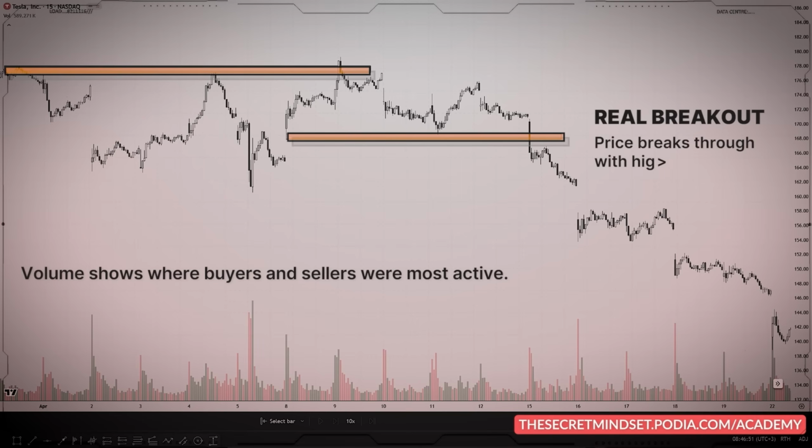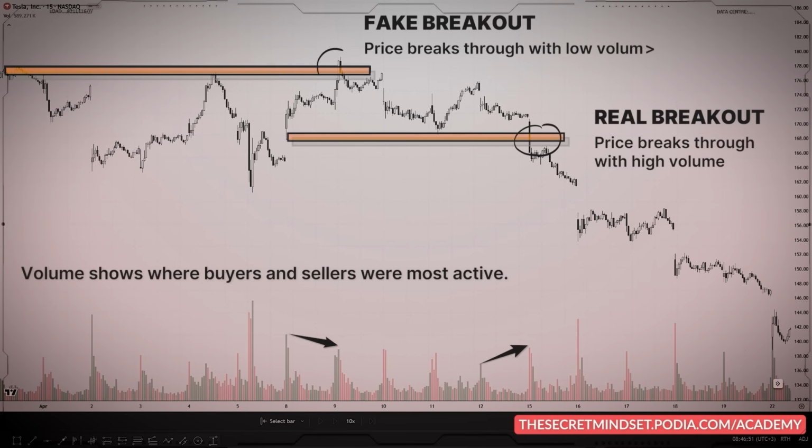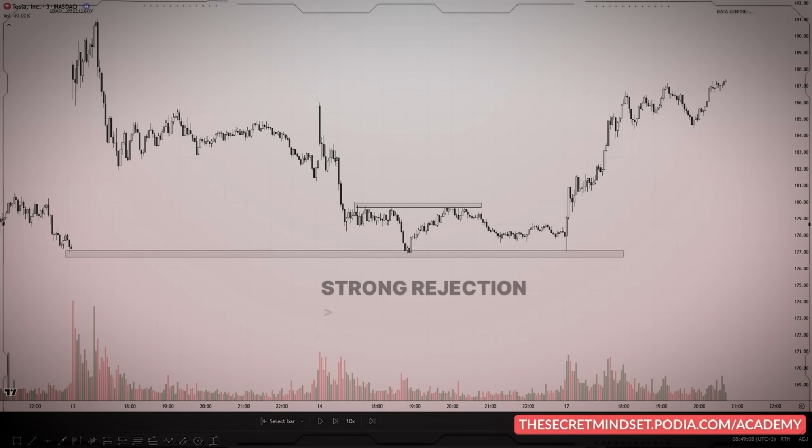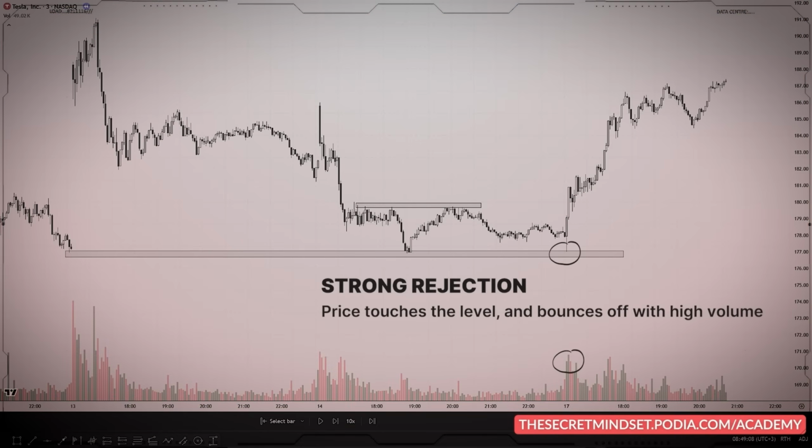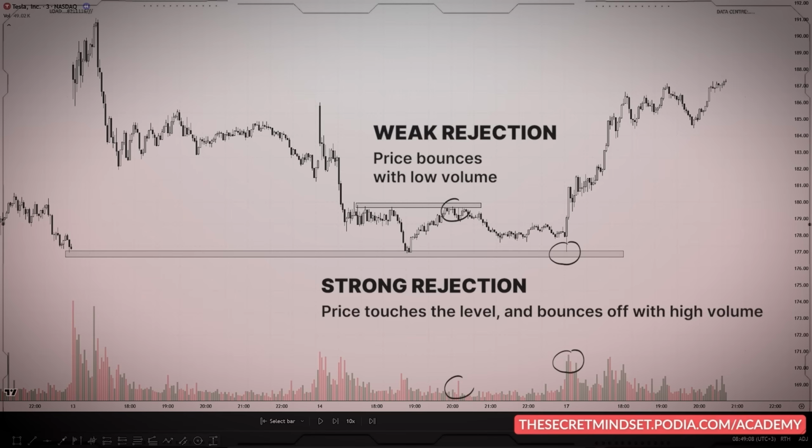When price nears a key level, watch the volume closely. If price breaks through with high volume, it's often a real breakout. But if it breaks through with low volume, it might be a fake out. On the flip side, if price touches a level and bounces off with high volume, that's a strong rejection. It means the level held firm. But if it bounces with low volume, the level might not be as strong as it looks.